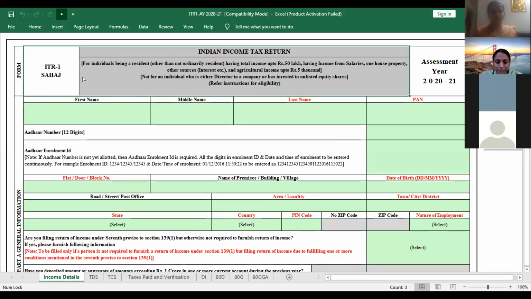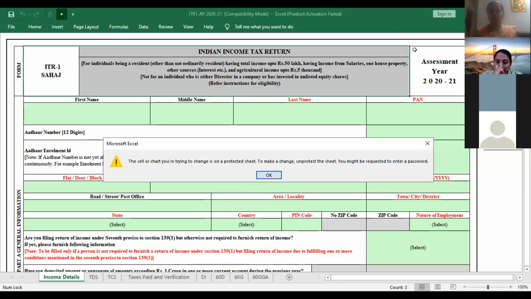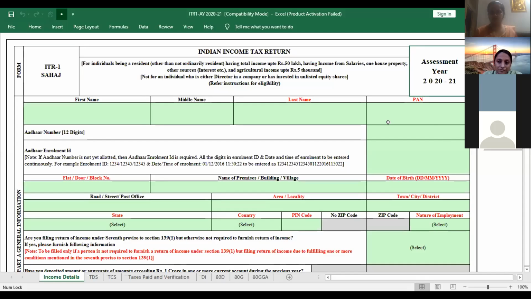Please remember your ITR form is for the assessment year. It is not for the financial year. It is for the assessment year. So when we say assessment year 2021, it means we are talking about your income and your investments and everything about the year 19-20. So this return that we are filing is for the income of 19-20, 1st April 2019 to 31st March 2020. This concept has to be clear, assessment year and previous year.